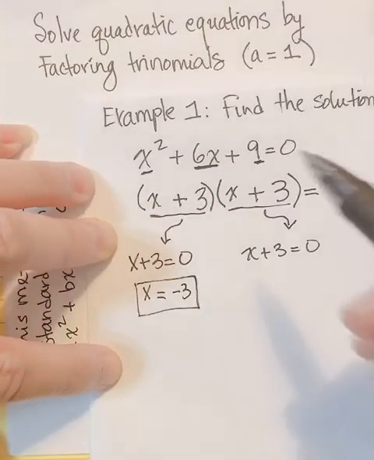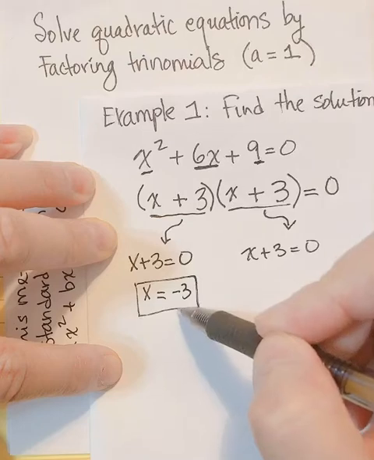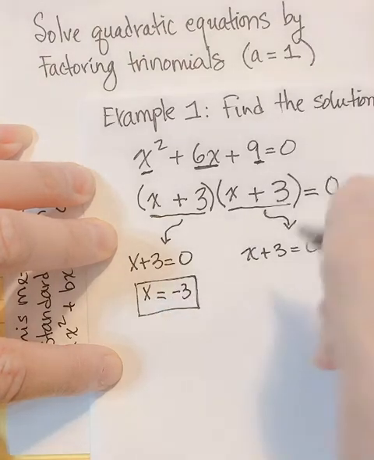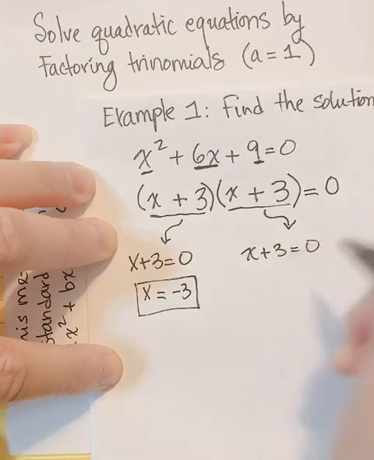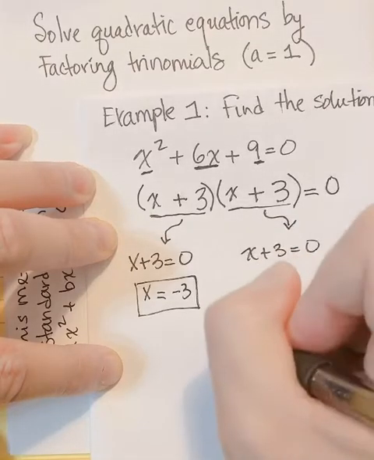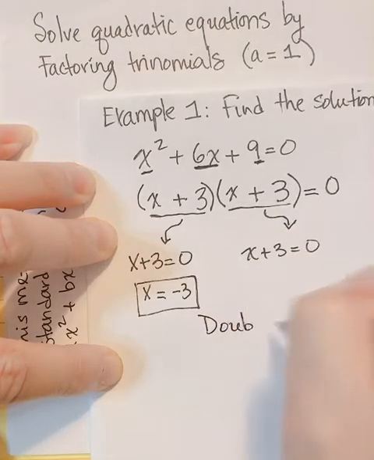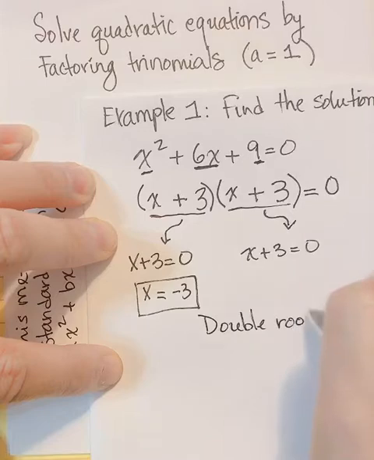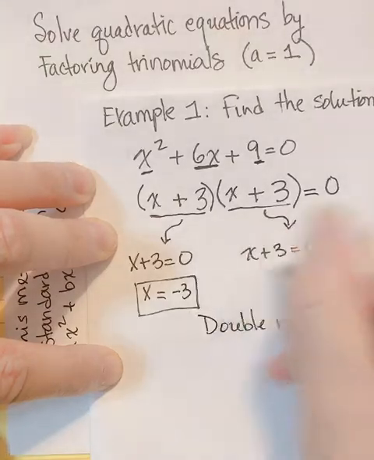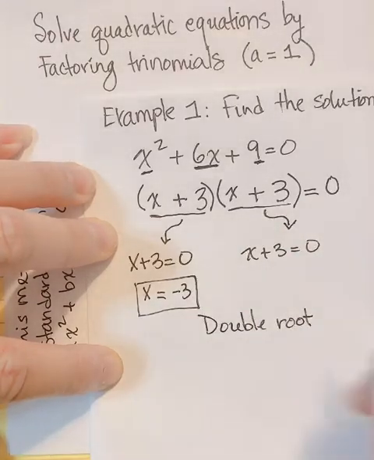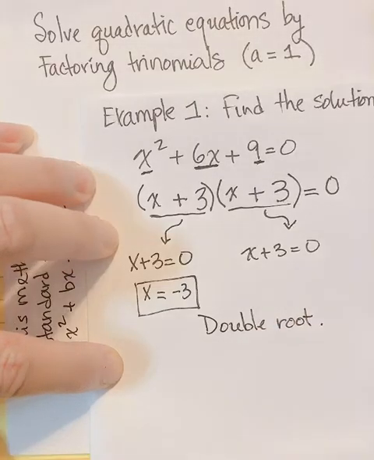So notice there is only one value for x here, but it's actually two solutions. The solution just happened to be repeated. We call this a double root. Double root means there's only one value, but it repeated two times. So x equal to -3 is your solution.